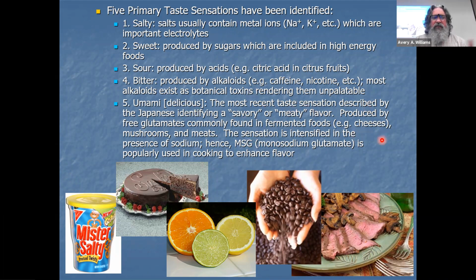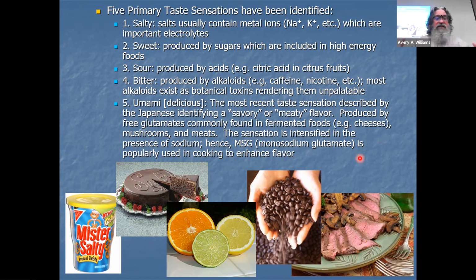So savory, meaty flavor is produced by free glutamates, commonly found in fermented foods like cheeses. A lot of your cheeses complement your meats. Also mushrooms, that also complements meats. And of course meats themselves. The sensation is intensified in the presence of sodium. That makes sense too.